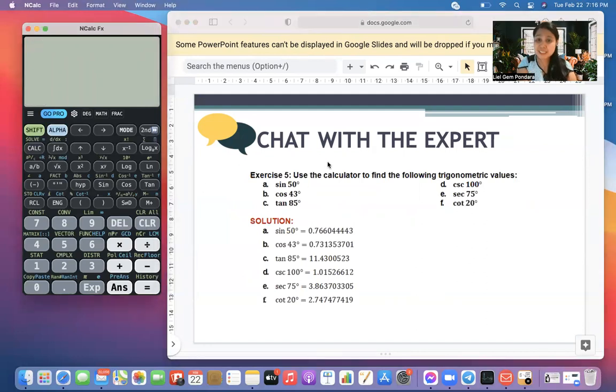Let's have some examples. If you see in my slide, there are already answers, and we will check them with the calculator here. Let's start. Sine 50. The answer is 0.766044443. Let's mark it correct.